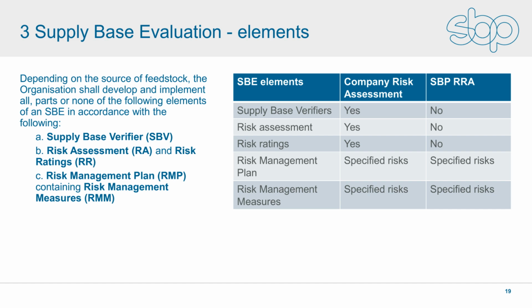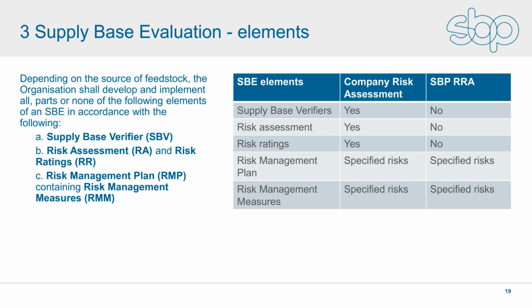Which of these elements you actually need to develop depends on the source of your feedstock. When an SBP regional risk assessment is available for the sourcing area, there is no need to develop your own supply-based verifiers or to carry out the risk assessment. The RRA has done that work for you. You still need to develop a risk management plan with risk management measures to address any specified risks that the RRA has identified.